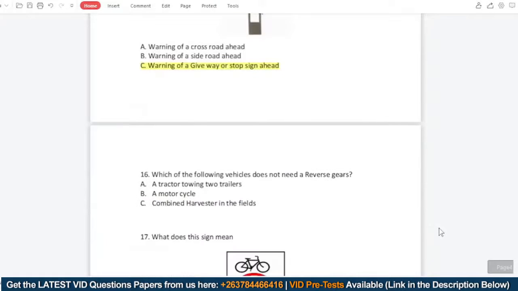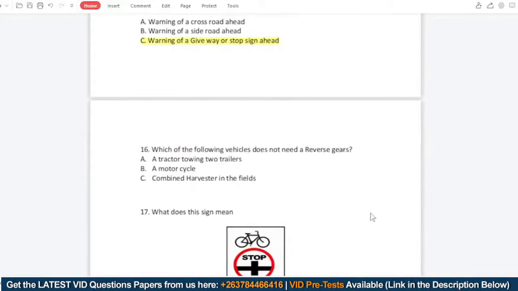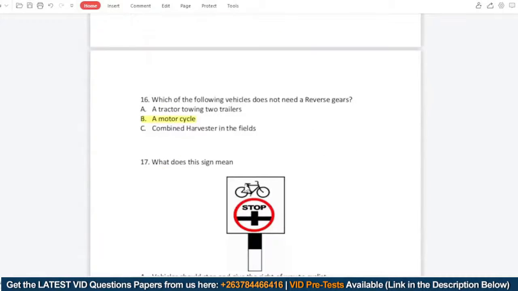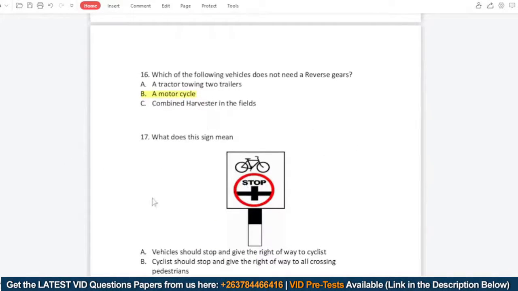Now for number 16, which of the following vehicles does not need a reverse gear? Option A, a tractor towing two trailers. Option B, a motorcycle. C, a combined harvester in the field. This is very simple. Which one does not need a reverse gear? A motorcycle. No motorcycle has a reverse gear, as far as I know, so it doesn't need a reverse gear. So the correct answer for number 16 is B.